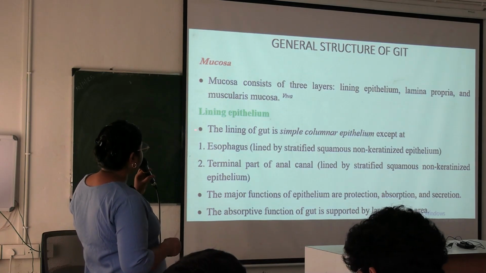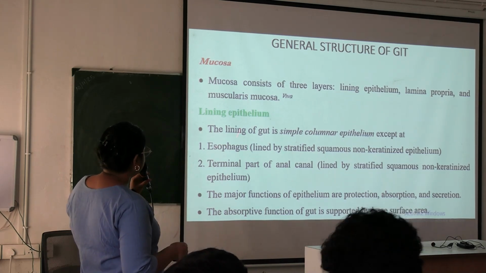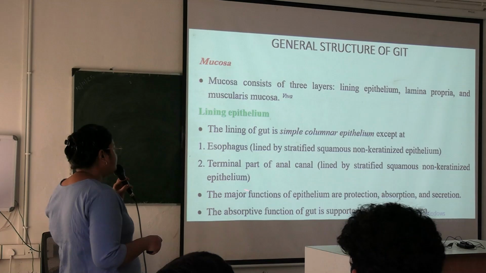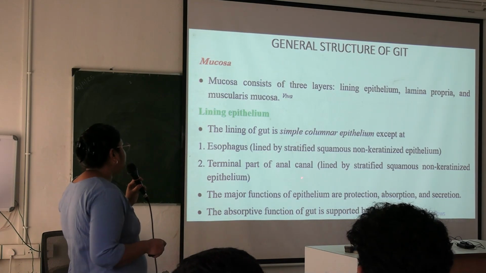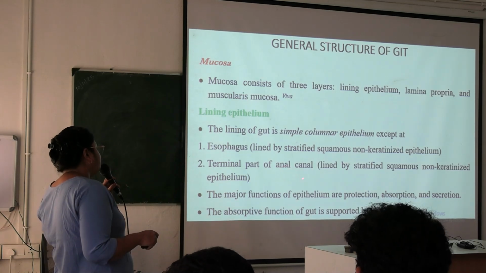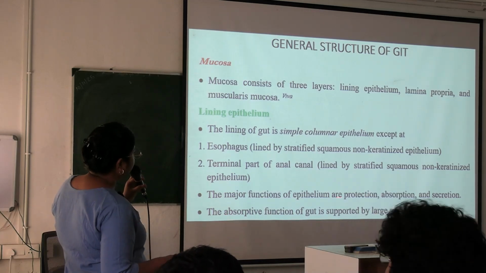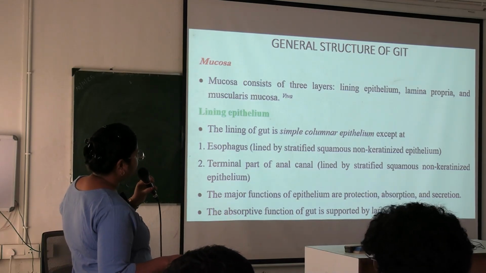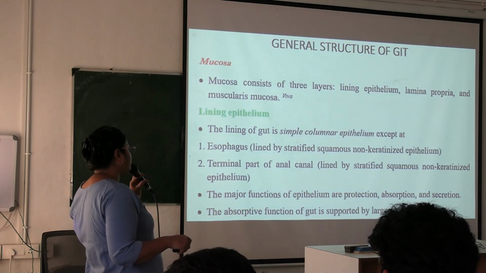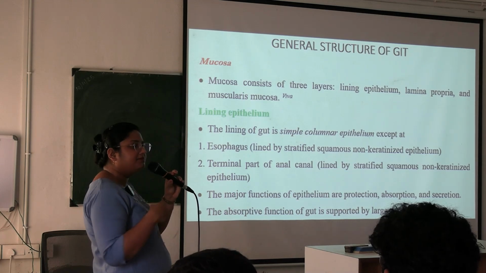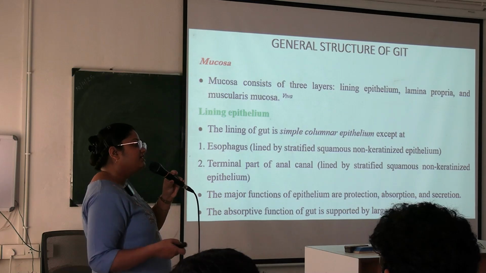The gut is lined by simple columnar epithelium, except in the esophagus, which is lined by stratified squamous non-keratinized epithelium, and the terminal part of the anal canal, which is also lined by stratified squamous non-keratinized epithelium. The major functions of the epithelium are protection, absorption and secretion. The absorptive function of the gut is supported by a large surface area because of the presence of different folds, villi and microvilli, all of which increase the surface area.